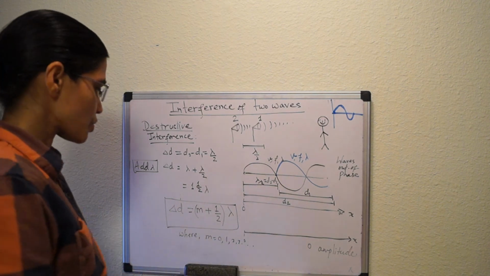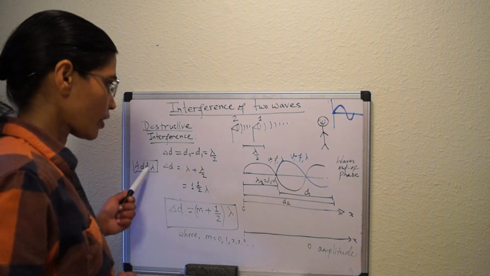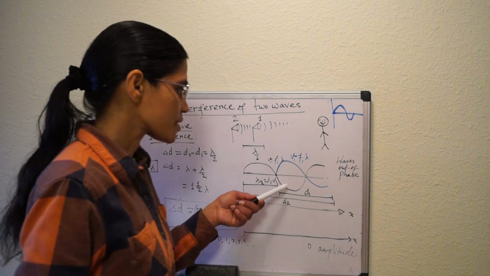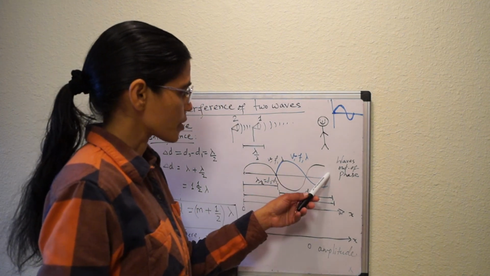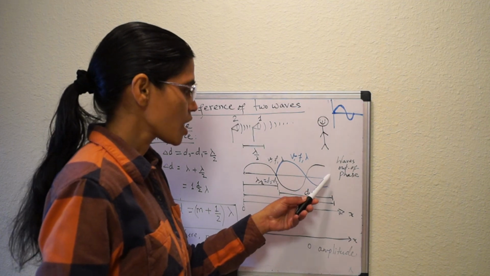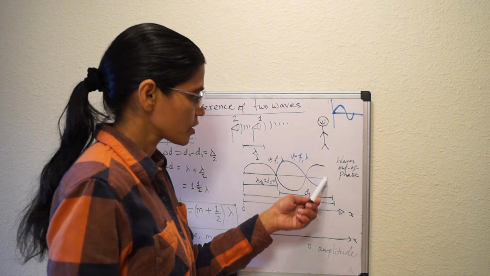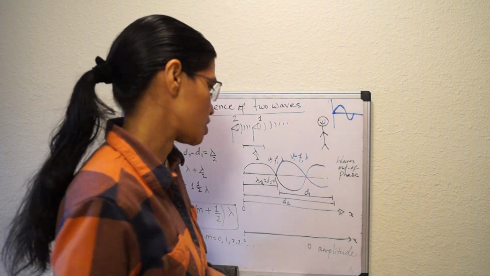All right. So that's about destructive interference. And again, remember, in destructive interference, the waves are out of phase. So by the time the wave reaches where the person is standing, there is really nothing to hear. The sound would be really minimal at that location. Okay.